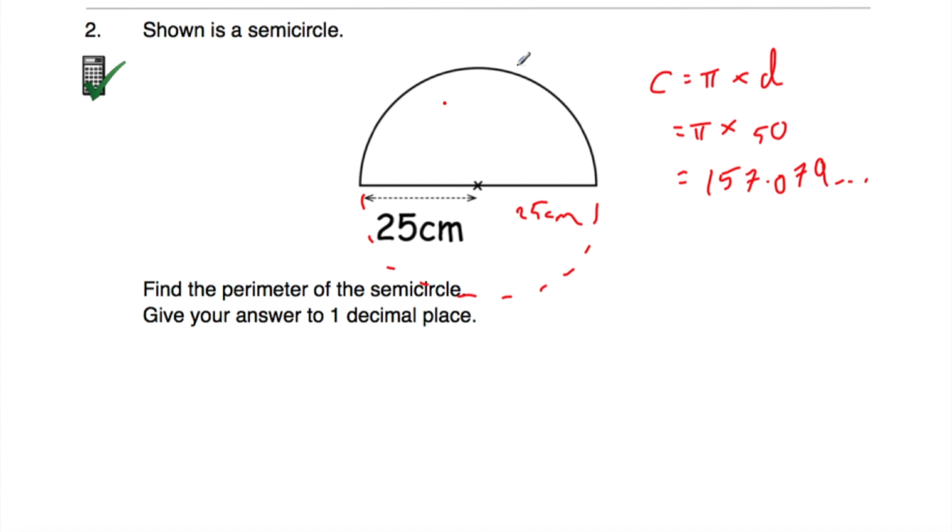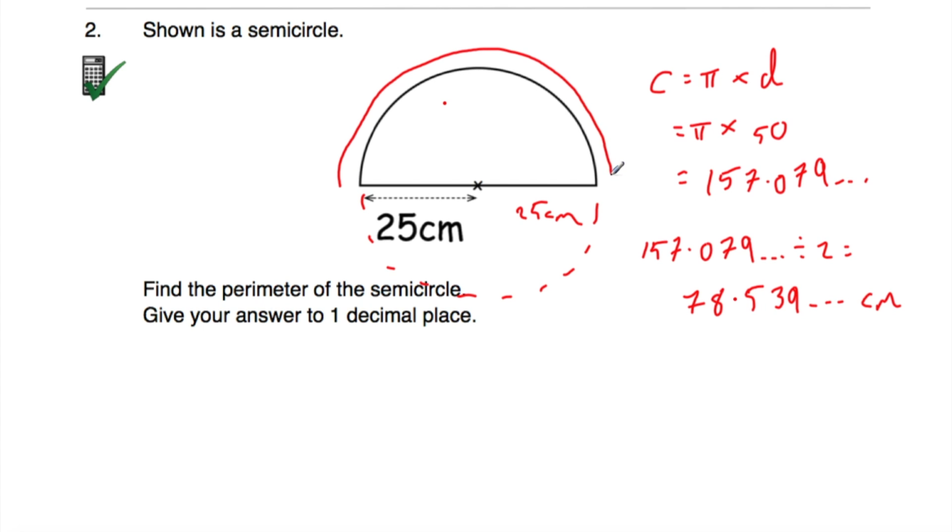Now we want to find just the length of this arc, and that's a semicircle, so that's half of the whole circumference, so we're going to divide by 2. 157.079 and so on divided by 2 is equal to 25 pi, or 78.539 and so on centimeters. So the distance from here around to here, this distance here, is 78.539 and so on centimeters. So we've now found the length of the arc. We've got the length of the base, which is 50 centimeters, because we've got 25 and another 25. If we add them together, we'll find the perimeter of the semicircle.